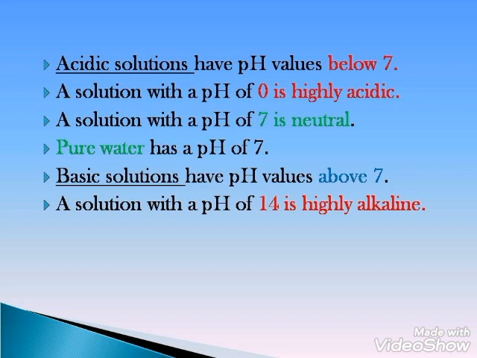A solution with a pH of 7 is neutral. Pure water has a pH of 7. Alkaline solutions have a pH value above 7. A solution with a pH of 14 is considered highly alkaline in nature. So, by knowing the pH, you can say whether a solution is acidic or alkaline.